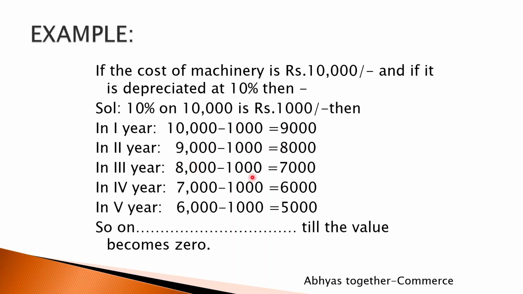So in the third year, we deduct the depreciation amount from the 8,000. So it will be 7,000. So in the fourth year, from 7,000, we deduct the 1,000. It's 6,000. So it goes on till the value of the machinery becomes 0.